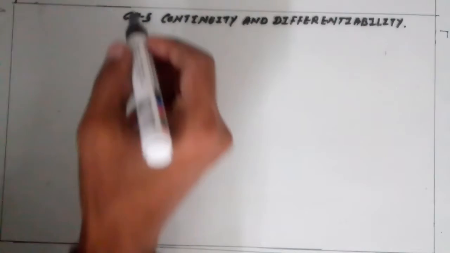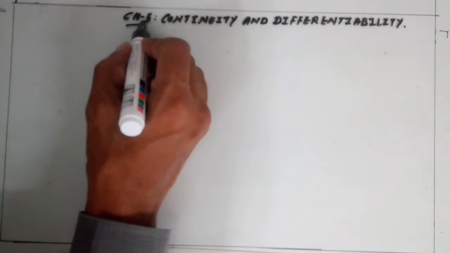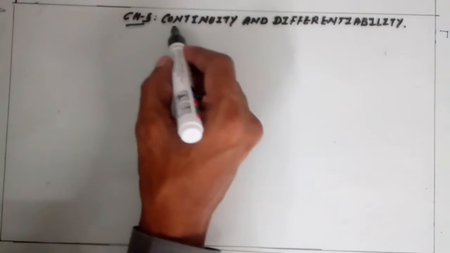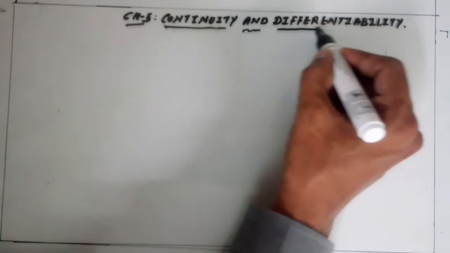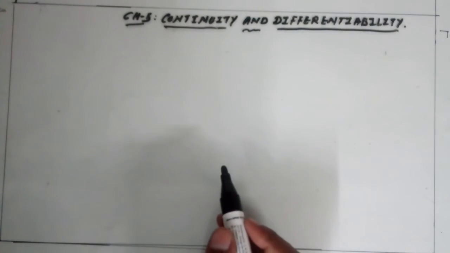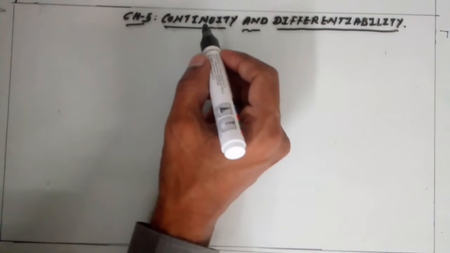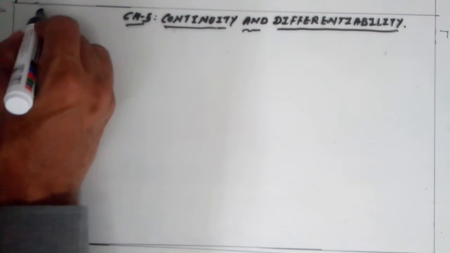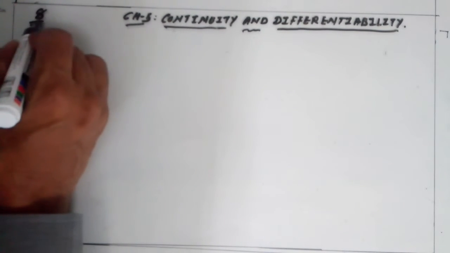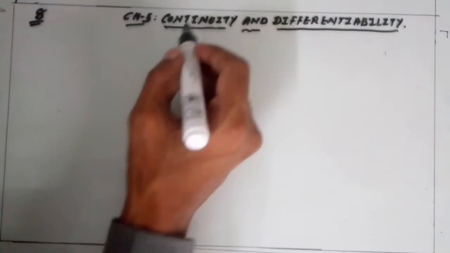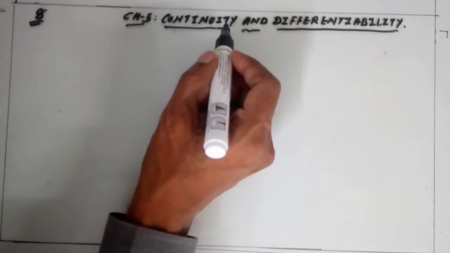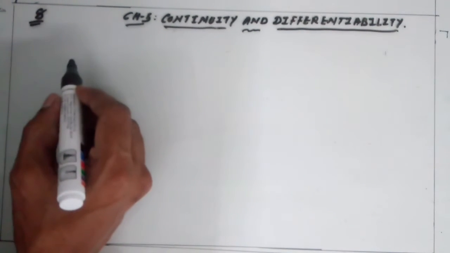Friends, now we start a new chapter, chapter number 5, continuity and differentiability. Weightage of this chapter is 8 marks. Remember this. First here we discuss continuity. Remember this.